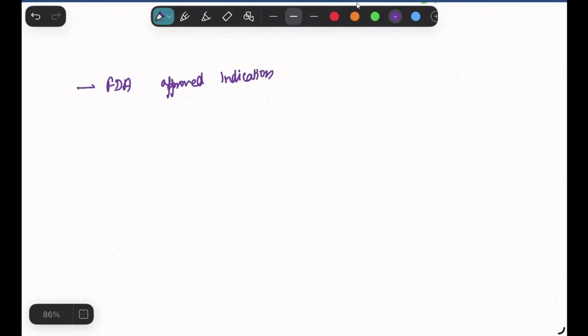FDA approved indication. There are only two FDA approved indications of clozapine which you need to remember. First one is treatment resistant schizophrenia. What is treatment resistant schizophrenia? I'll be dealing with it in another lecture in detail, but for the time being, a summary of treatment resistant schizophrenia.